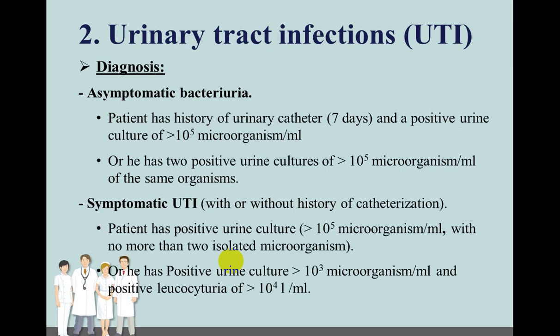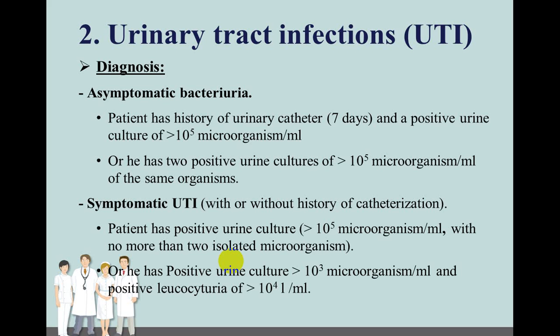For the diagnosis of asymptomatic bacteriuria, patient has history of urinary catheter 7 days ago and a positive urine culture of more than 10 to the power 5 microorganisms per milli, or he has 2 positive urine cultures of more than 100,000 microorganisms per milli of the same organism.